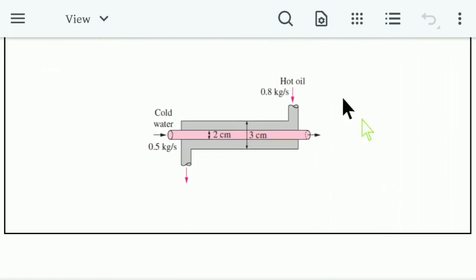There is a figure having all this data from this question. Hot oil comes from this and cold water comes from this. 2 cm, 3 cm, 0.5 kg per second and 0.8 kg per second. So this is all the information we have received from our question.